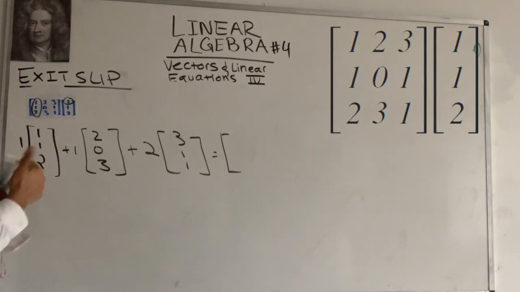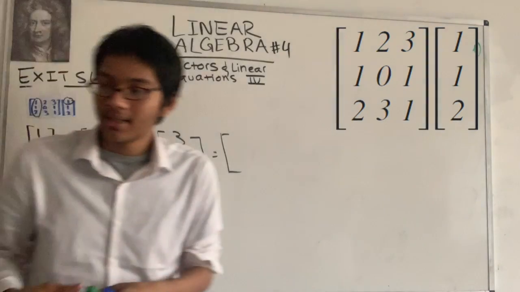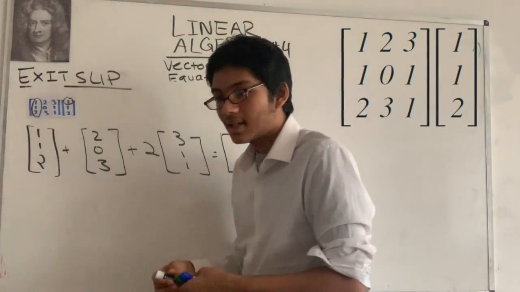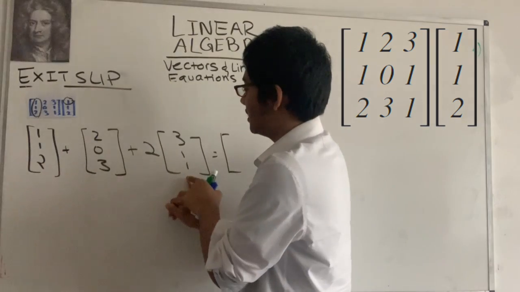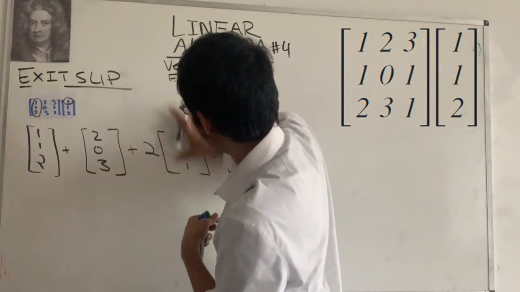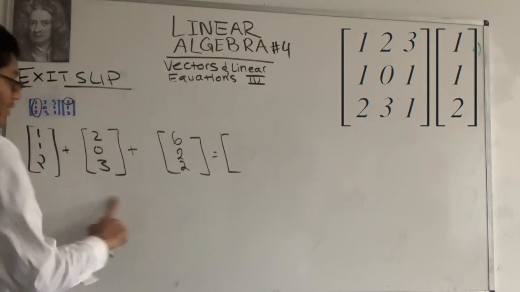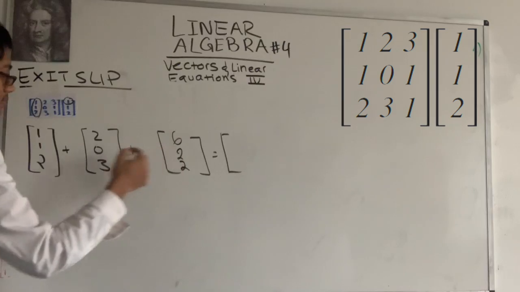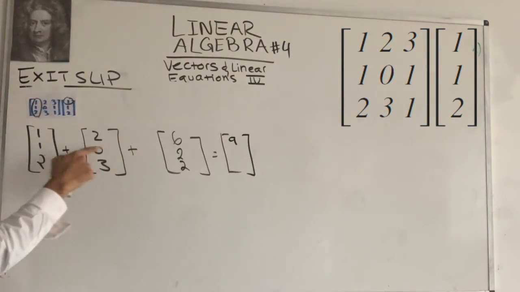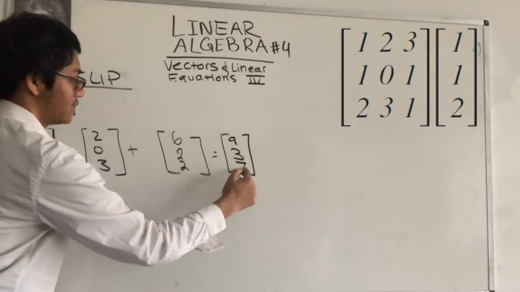Let's do this. So 1 times any vector is the same vector. Okay, and let's see if our student here has any ideas. How can I multiply this scalar and this vector? So, just 6, 2, 2. Perfect. Now how can I add these three vectors? So, 1 plus 2 plus 6 is 9. 1 plus 0 plus 2 is 3. And then 2 plus 3 plus 2 is just 7. Right? That's it.